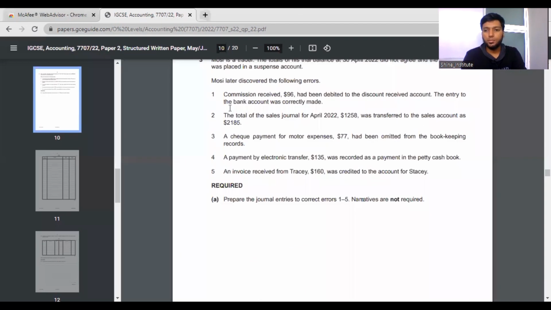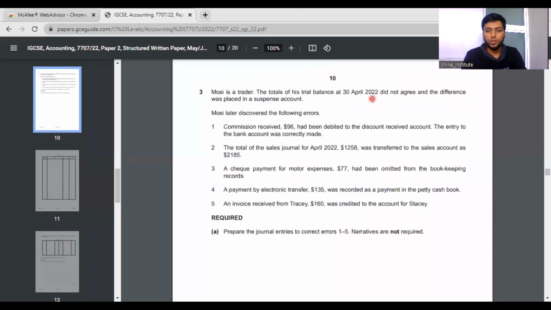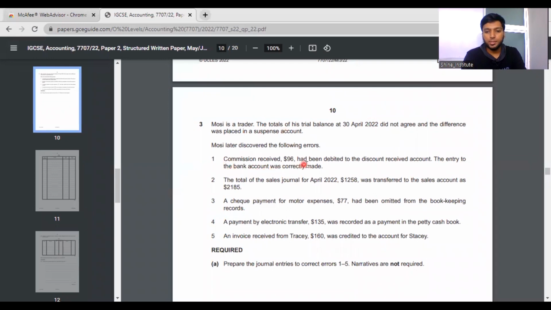Okay, so starting the sum, the first adjustment is: commission received $96 had been debited to the discount received account. The entry to the bank account was correctly made. Now you need to understand that commission received and discount received are both income accounts. So instead of crediting the discount received account, they have debited it. So now we need to remove it.